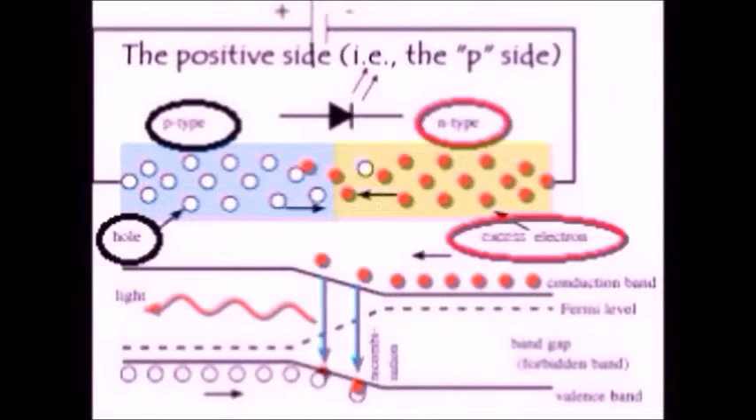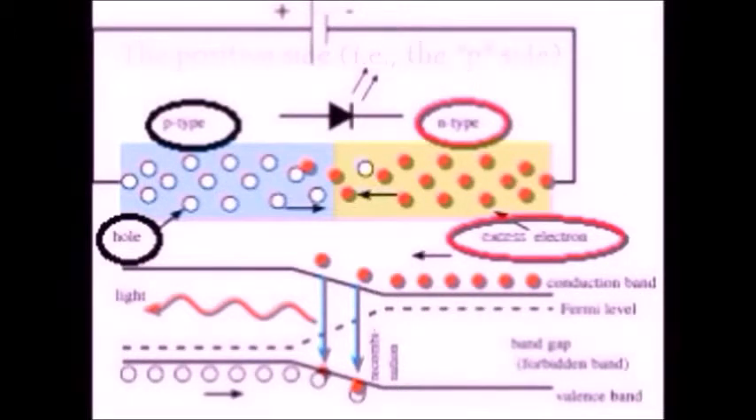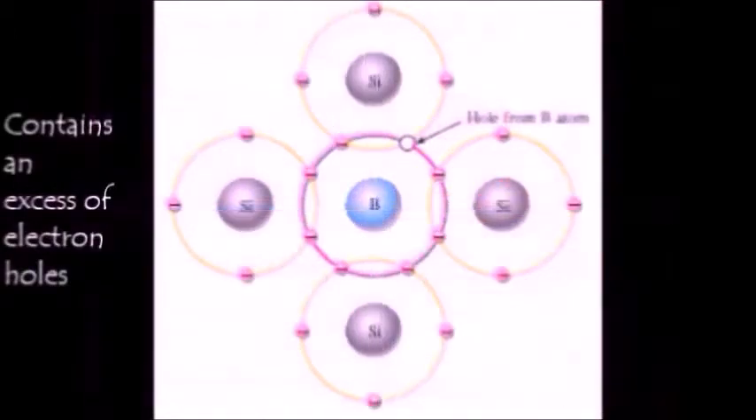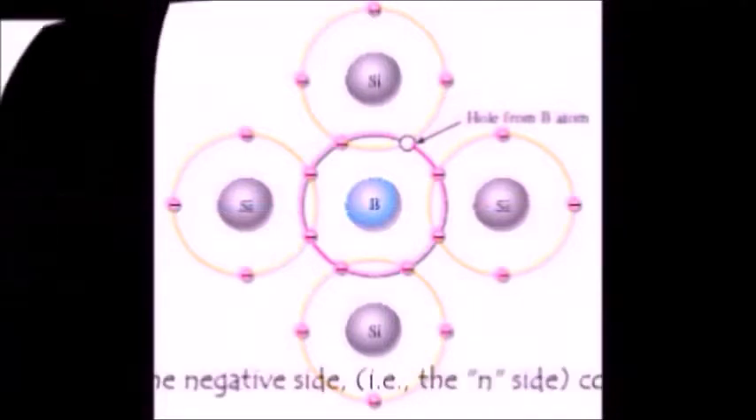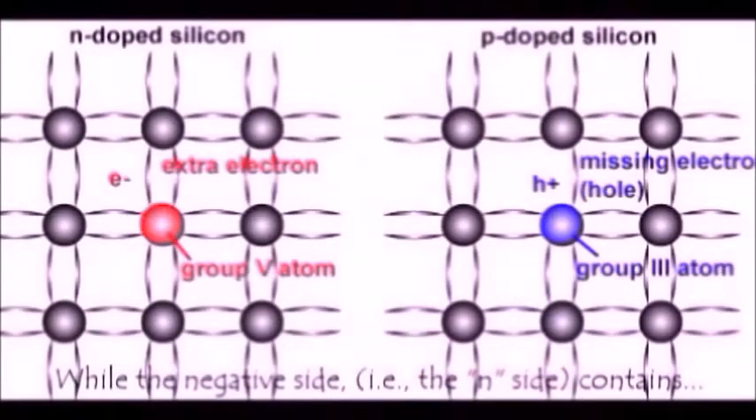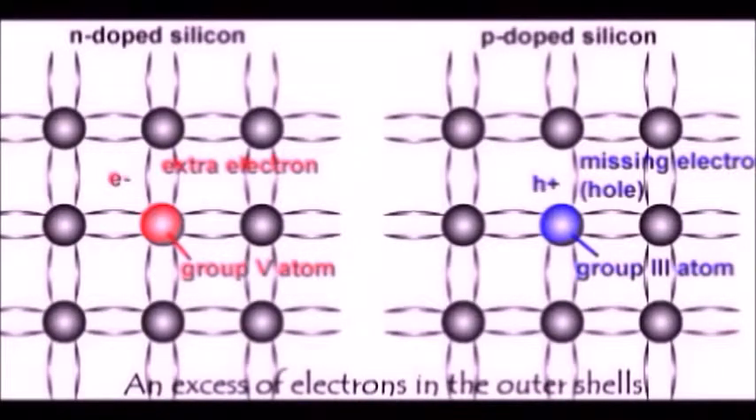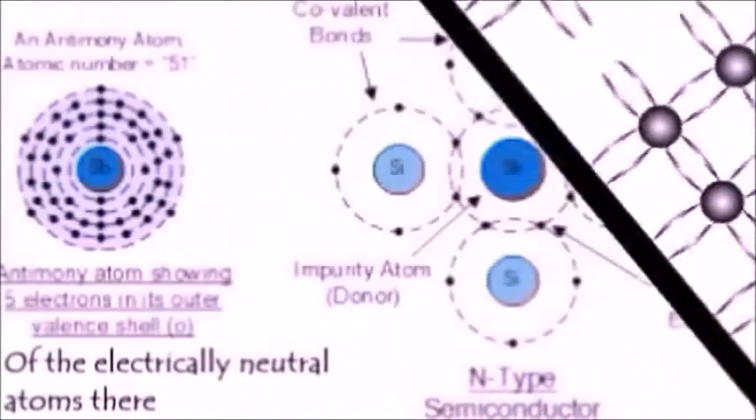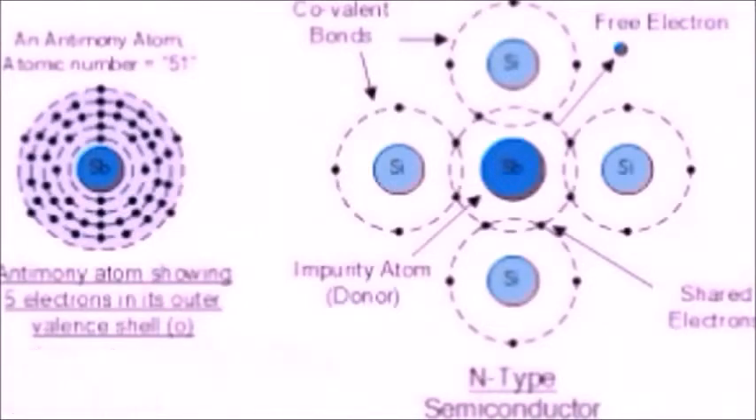The positive side, that is, the P side, contains an excess of electron holes, while the negative side, that is, the N side, contains an excess of electrons in the outer shells of the electrically neutral atoms there.